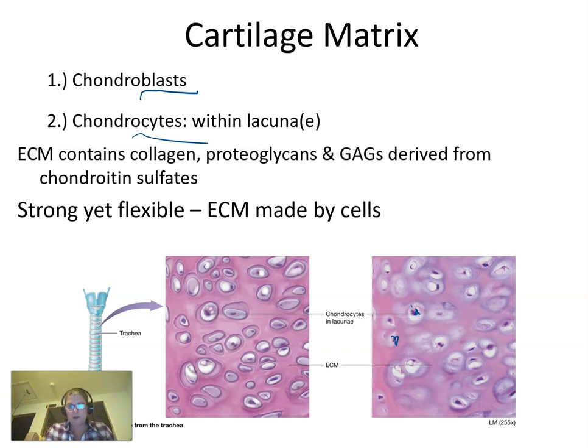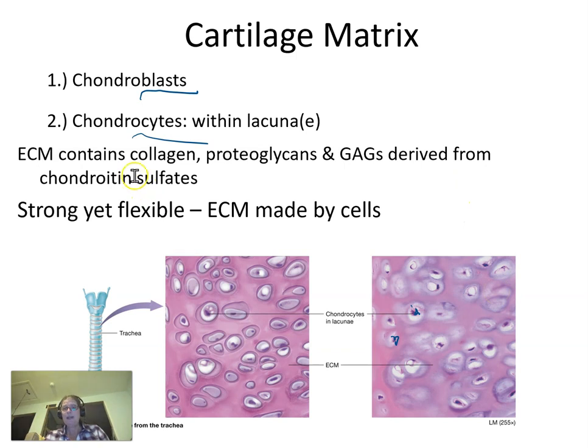You can especially see the nucleus. Let me try to use the pointer. And then you'll see this space around the cell. That space is called a lacuna, or lacunae is plural. So the cell is inside its own little house, its own little space called a lacuna.